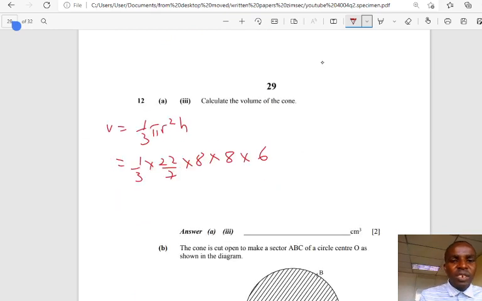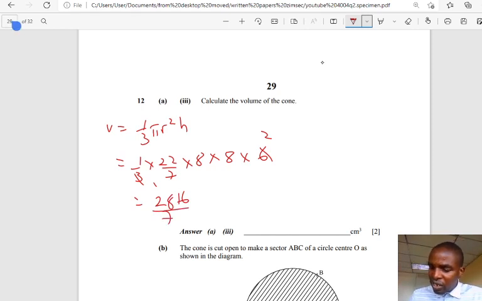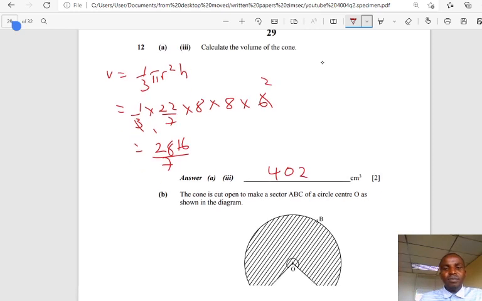Then simplifying this one, 3 into 6 is 2. So you say 22 times 8 squared, 8 times 8, times 2. Then divide by 7. It will be 2,816 over 7. Divide by 7. What do you get here? To 3 significant figures it is 402. Then the units are given.